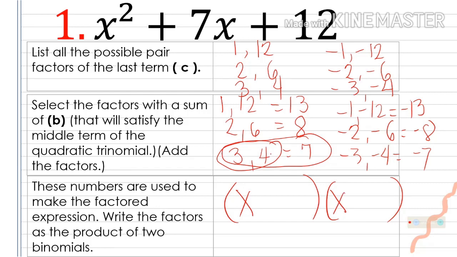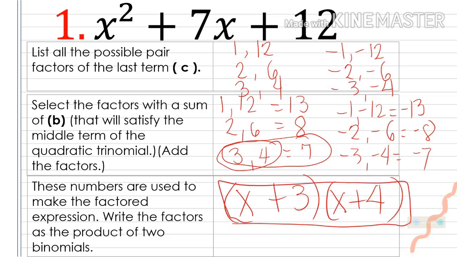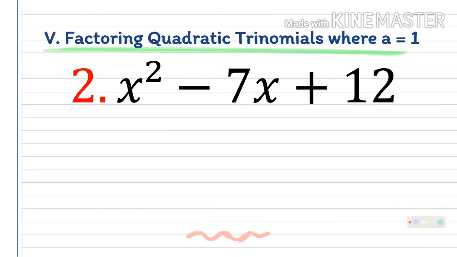And earlier, we found the factors of 12 which satisfy the middle term with the sum of 7. So, you are going to use positive 3 and positive 4. There we have the factored form of x squared plus 7x plus 12. Is there any question? Okay. Next, let's proceed with the second example.